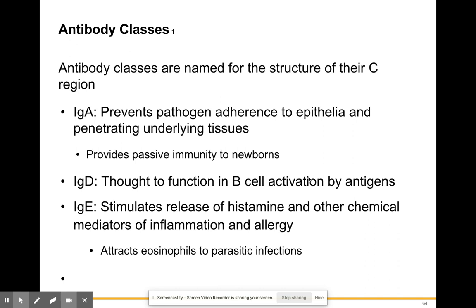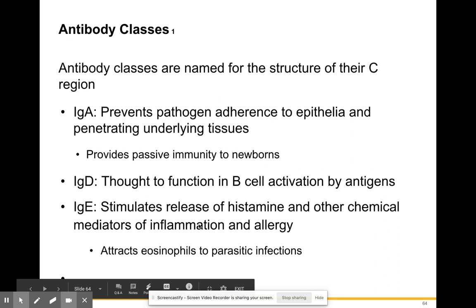IgE, immunoglobulin E, stimulates the release of histamines and other chemical mediators of inflammation and of allergies. Okay, and these mediators of inflammation are going to attract eosinophils, especially when parasitic infections are present. Okay, so these are just the general actions of different types of antibodies.